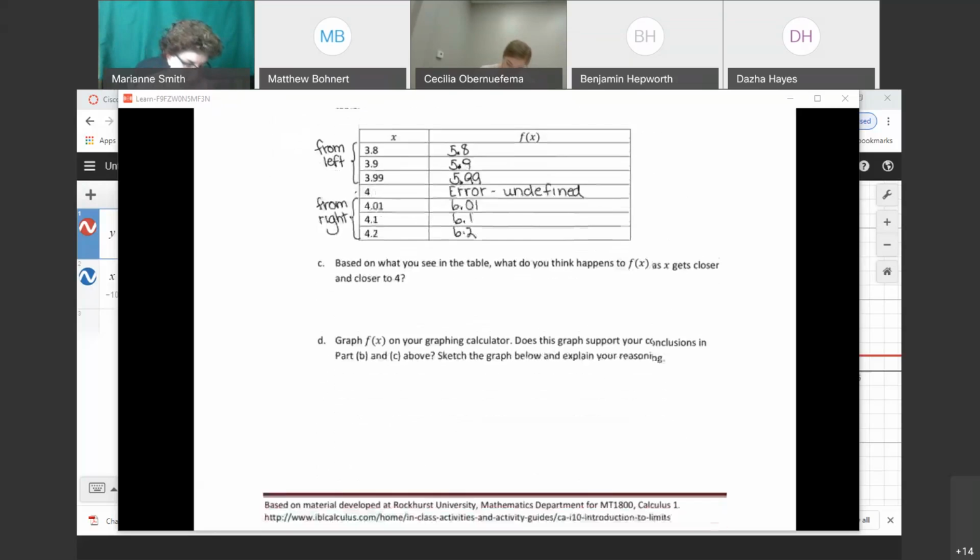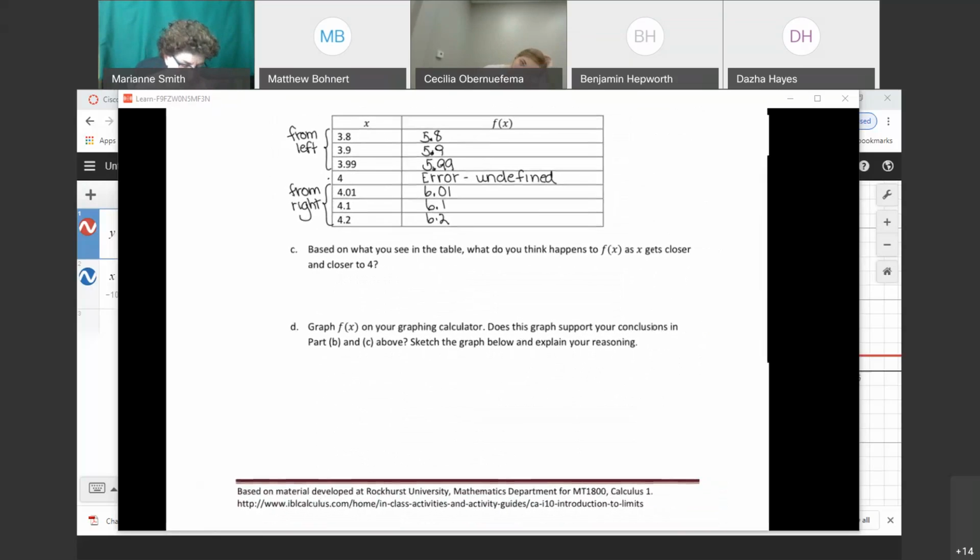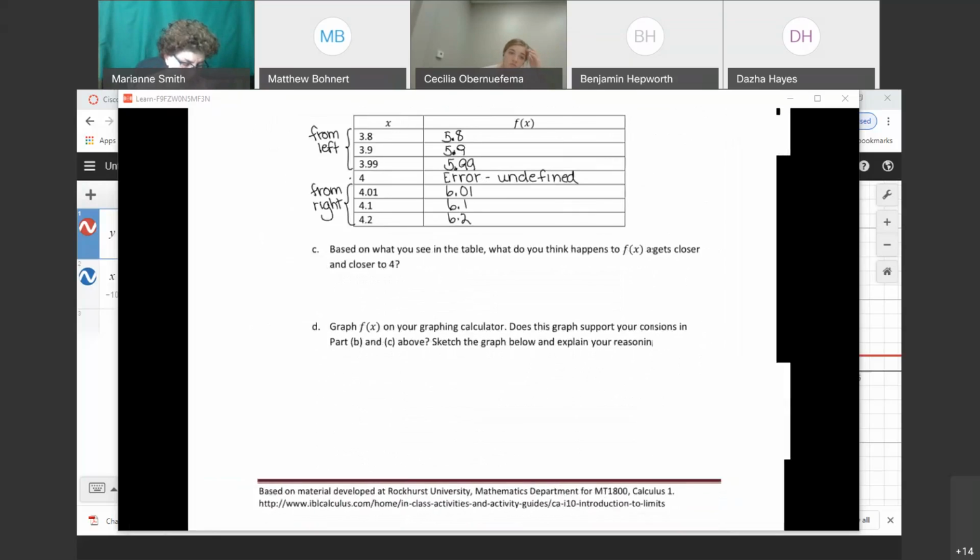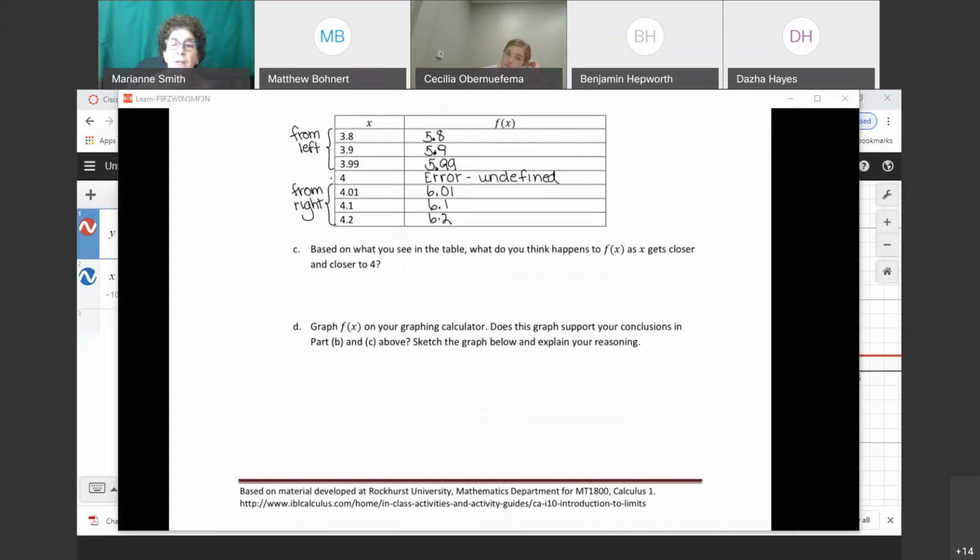And again, based on what you're seeing in the table, what do you think happens as x gets closer and closer to 4? Well, what happens to f of x? f of x gets closer to 6. That's what I would say based on what I'm seeing in the table. And if I were to graph this on a graphing calculator, this is what I think I would see. Oops, that didn't work out. Let's try it.